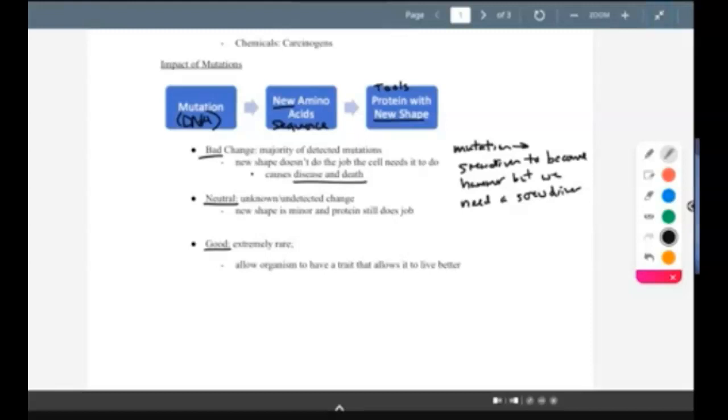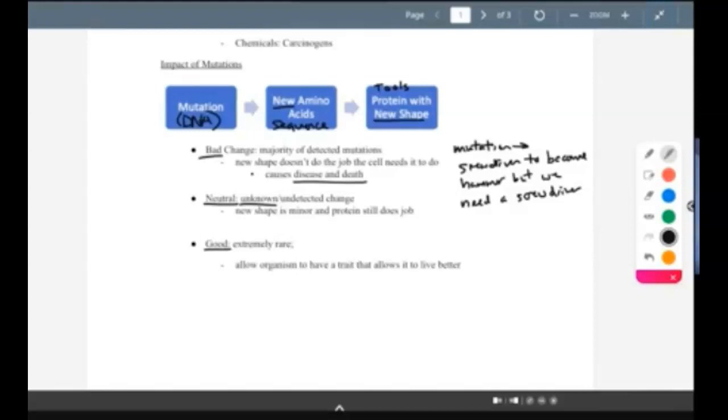Neutral mutations, we don't know, because neutral means that it's neither good nor bad. And so these ones are undetected. We have no idea how many neutral mutations happen in a lifetime because there's no way to tell. We would have to sequence the genome of every cell in our body, and there's trillions of cells in our body. So that's never happened. We have big data and we have cheap technology, but it's not that cheap yet, and it would take a long time to do that.